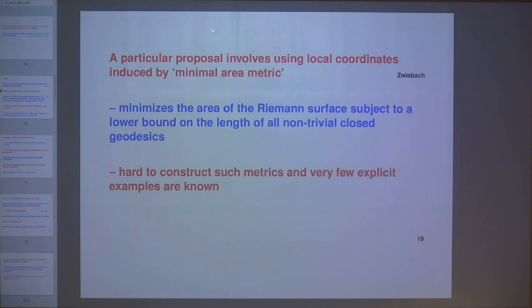So there is a particular proposal that was made by Zwiebach, which uses the minimal area metric, okay, which uses the local coordinate system that is induced by what is called a minimal area metric. And the idea is that it minimizes the area of the Riemann surface subject to a lower bound on the length of all non-trivial closed geodesics. So this defines a metric, and using that metric you can introduce a set of local coordinate systems around the punctures. And the proposal of Zwiebach was that you can use that as one particular definition of closed string field theory. Unfortunately, it's hard to construct such metrics, and very few explicit examples are known.